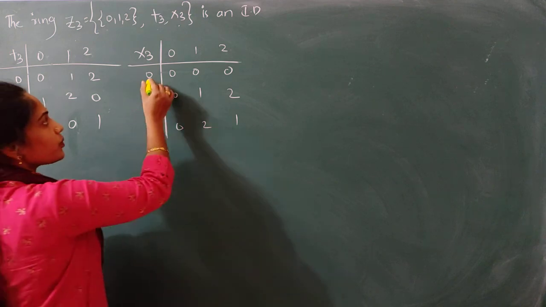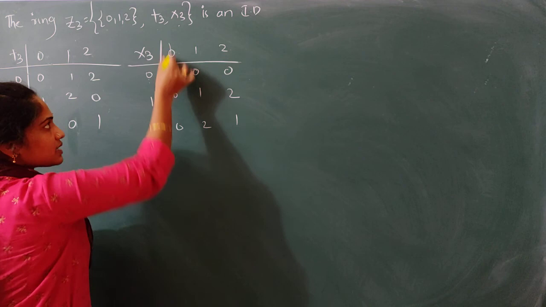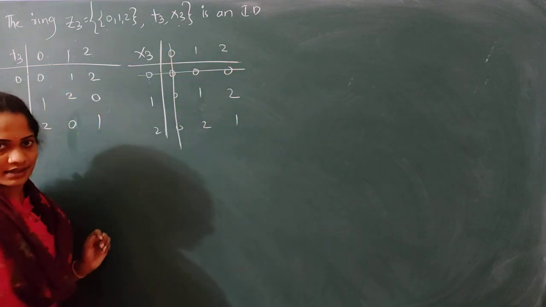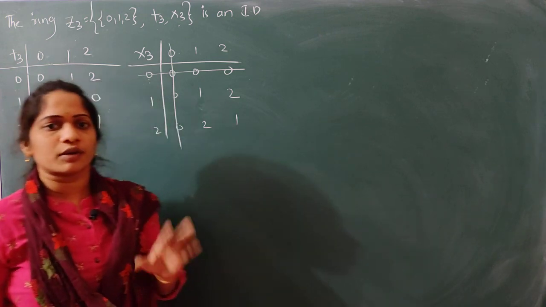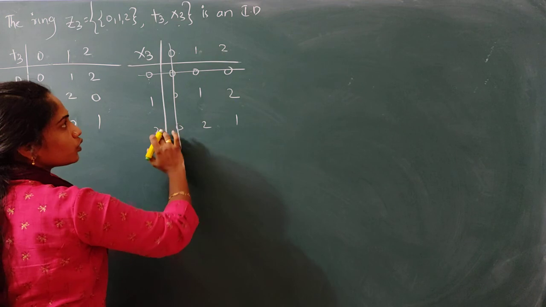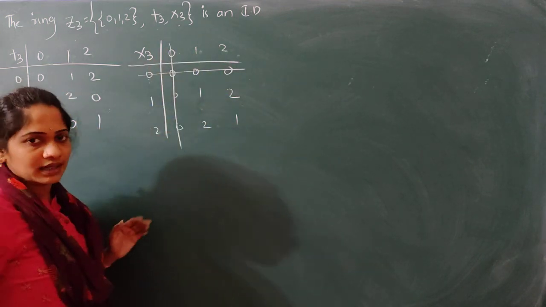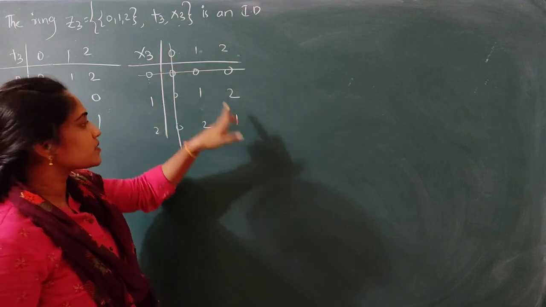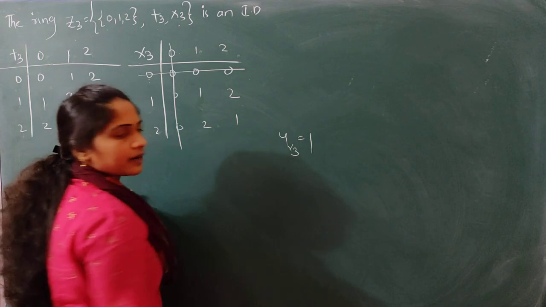For multiplication, if you multiply with 0, every element becomes 0, so you can eliminate this. For any multiplication you can take only the non-zero elements, it will be better. So 1 times 1 is 1, 1 times 2 is 2, 2 times 1 is 2, and 2 times 2 is 4, but under multiplication modulo 3 it becomes 1.